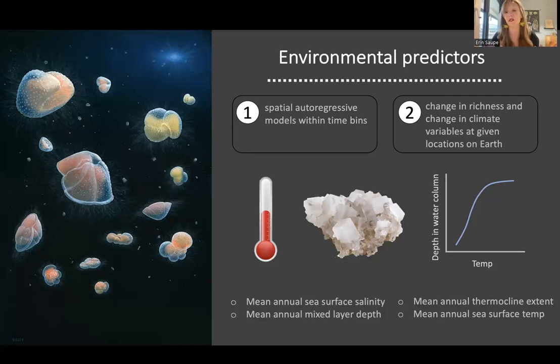predicting patterns of richness. Then in the second modeling approach, we investigated the relationship between change in richness and then change in those same 4 climate variables at given locations on Earth. So we did this over varying intervals of time. So we looked at the change over 2.5 million year intervals, over 5 million year intervals, 7.5 million year intervals, 10 and 12.5 million year intervals of time.